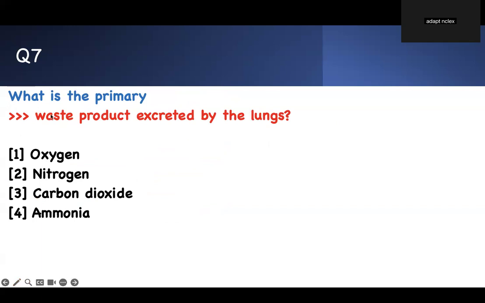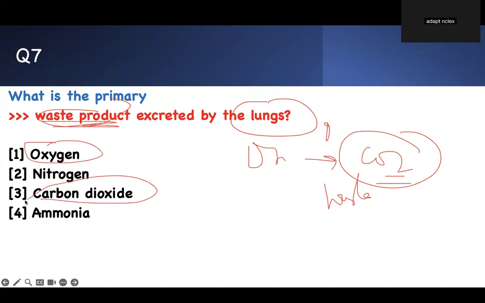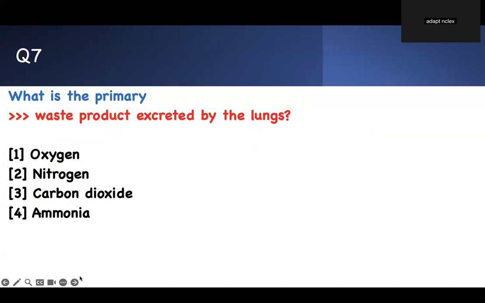What is the primary waste product excreted by the lung? Remember, key concept is waste product, right? In the lung, there's two things that happen: exchange of oxygen and carbon dioxide. There's nitrogen there, but we don't think about it. We take in oxygen and give out what? CO2. If you're giving something out, it's a waste. Oxygen is not the waste. Therefore, it has to be carbon dioxide. You see how I'm approaching them?